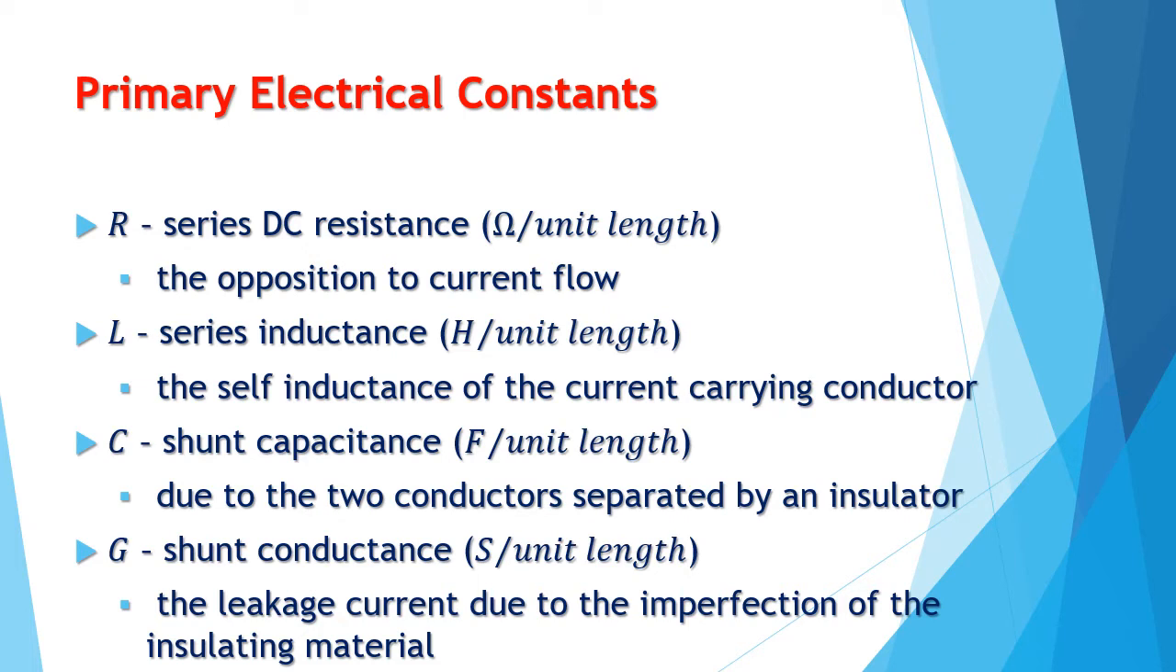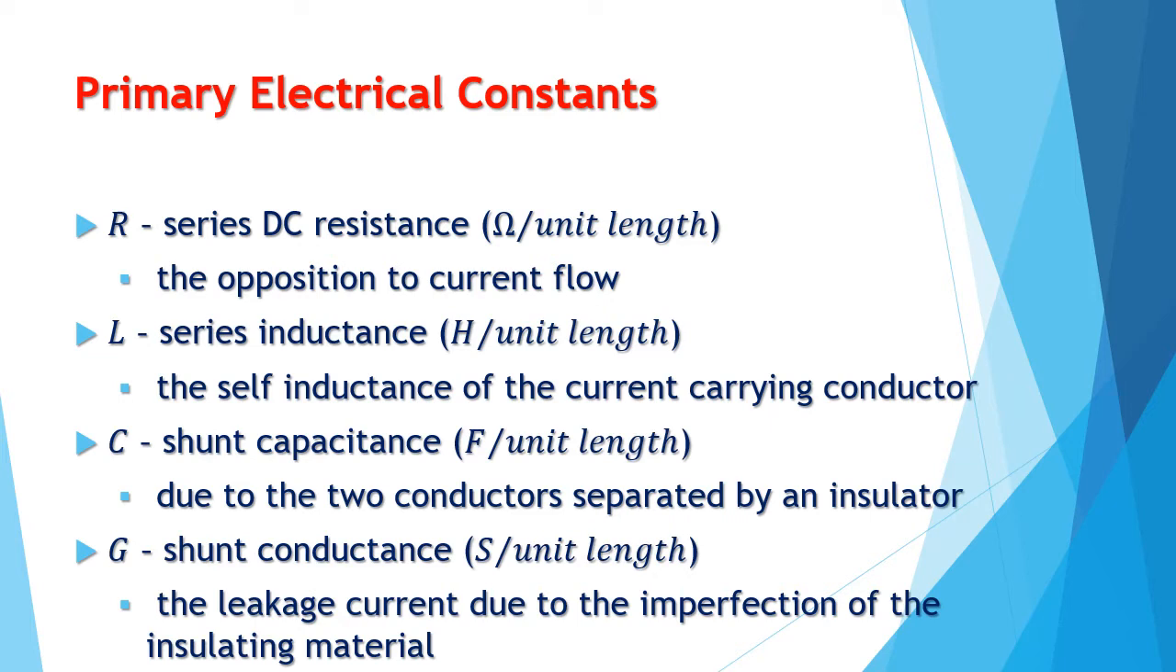For primary electrical constants, we have R. This is the series DC resistance. It has the unit of ohm per unit length. It is the opposition to current flow. And then we have L, our series inductance. It has the unit Henry per unit length. And this is the self-inductance of the current carrying conductor.